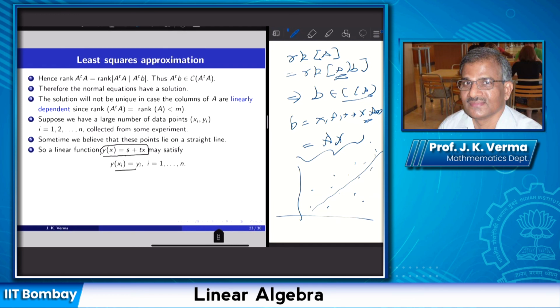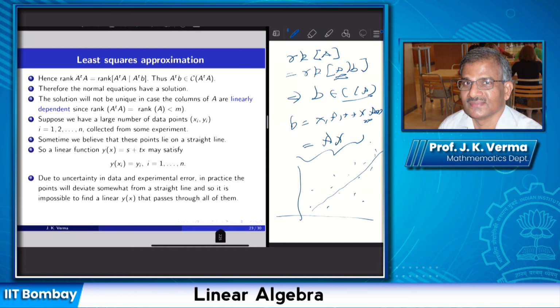If all the data satisfy this equation, then of course we have found a straight line, but they may not. There are always some experimental errors, and so these data may not be exactly lying on a straight line. In practice, these points will deviate from the straight line, and it's impossible to find a linear function that passes through all of them.